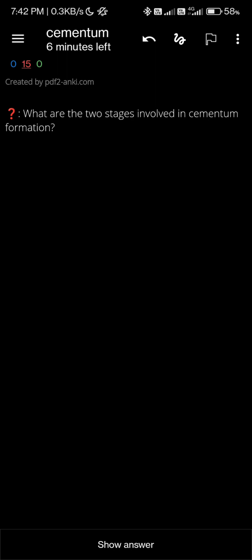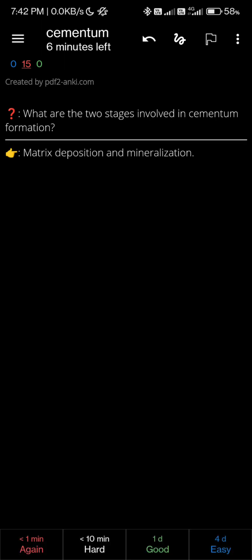Matrix formation and mineralization, matrix deposition, mineralization.